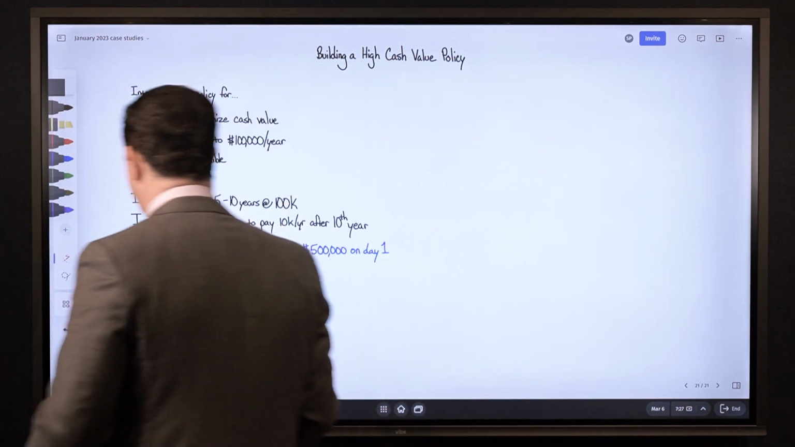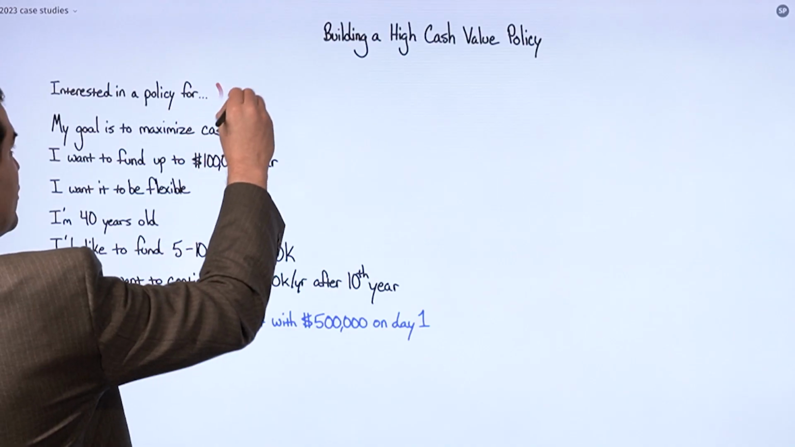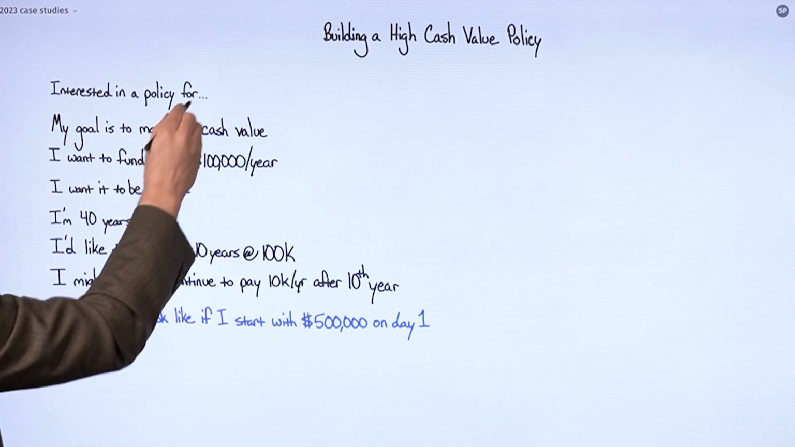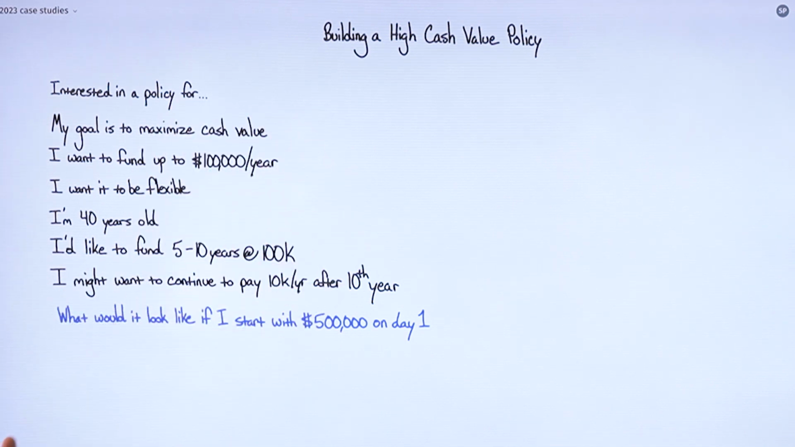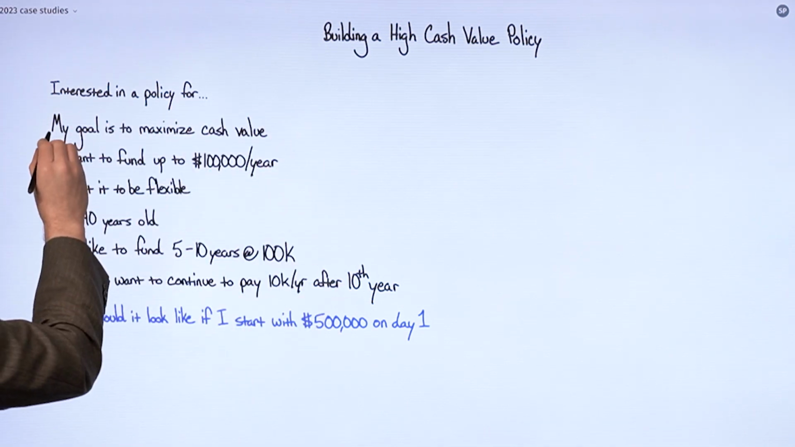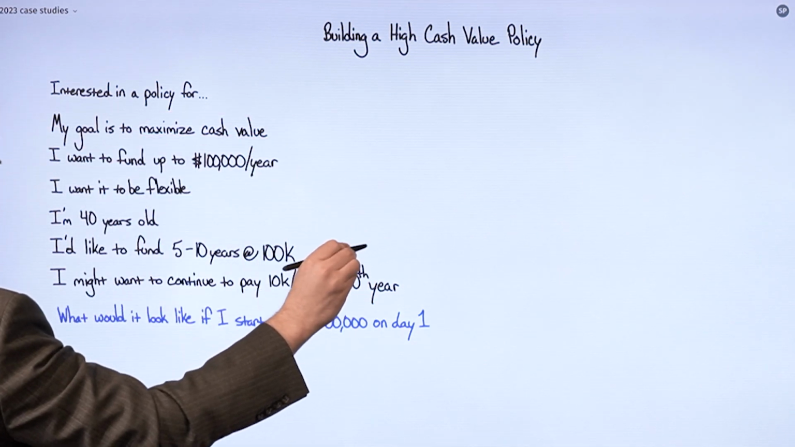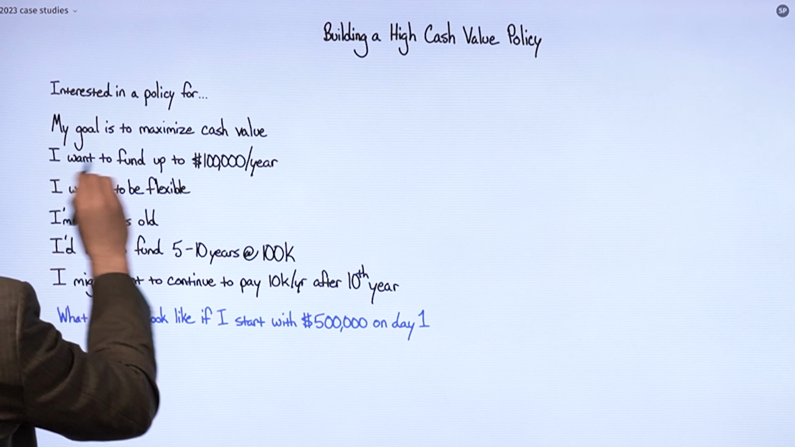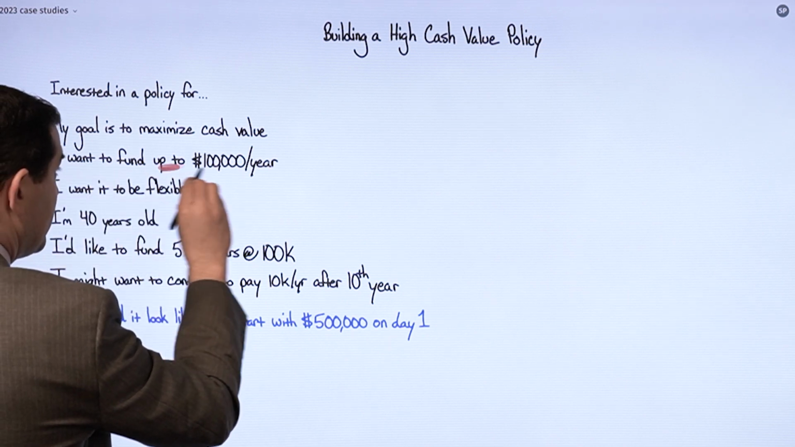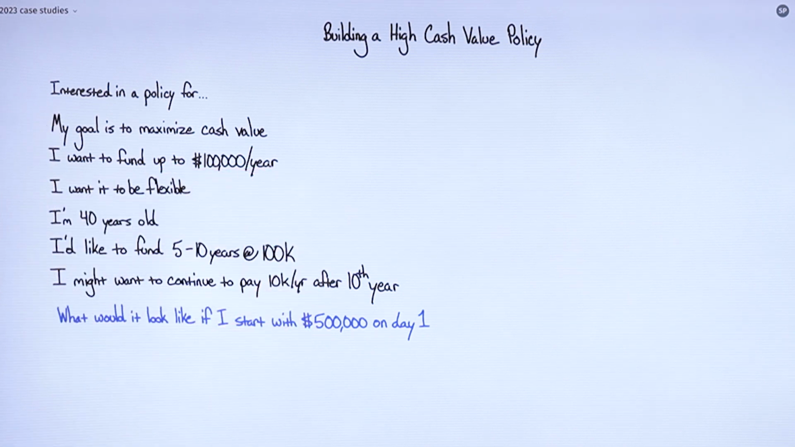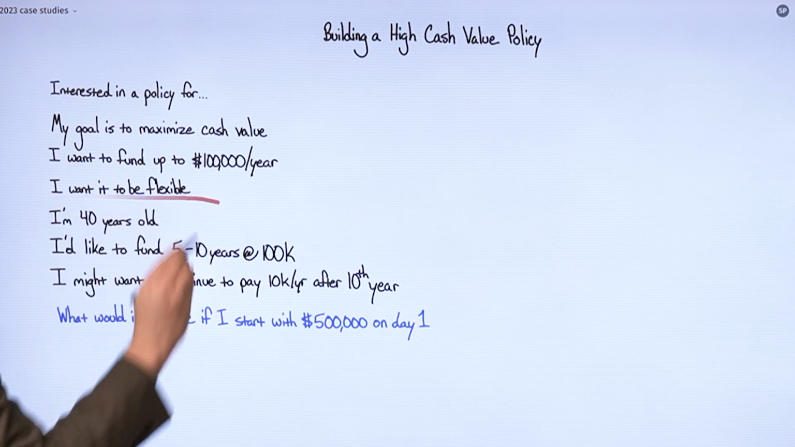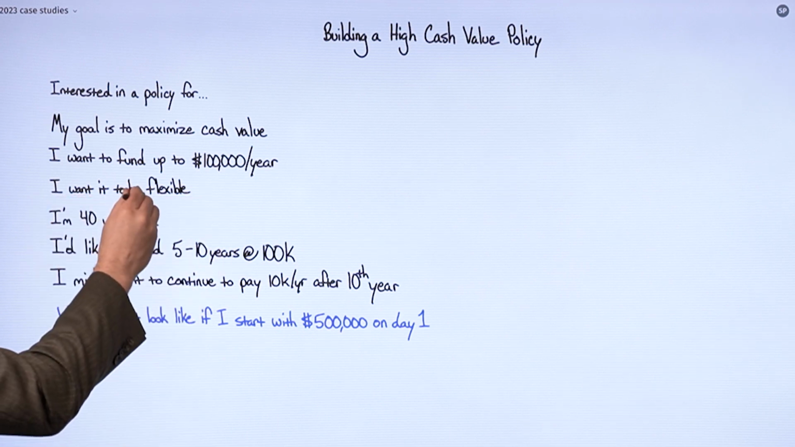I'm interested in a policy for, typically it is real estate, but it could be a number of things. That's very common though, what we see as far as individuals we work with. My goal is to maximize the cash value. Here's what I want to do with the funding. I want to fund up to $100,000 per year. However, I want the policy to be flexible.